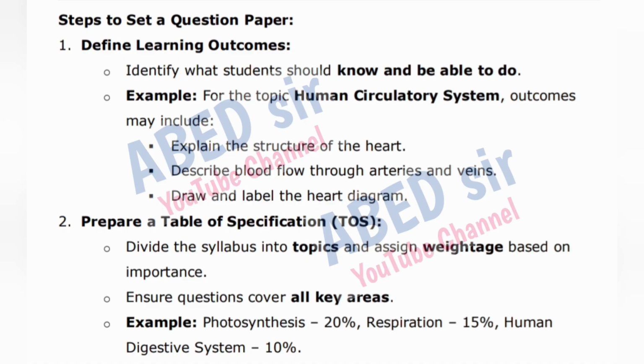2. Prepare a table of specification, TOS. Divide the syllabus into topics and assign weightage based on importance. Ensure questions cover all key areas. Example, photosynthesis 20%, respiration 15%, human digestive system 10%.